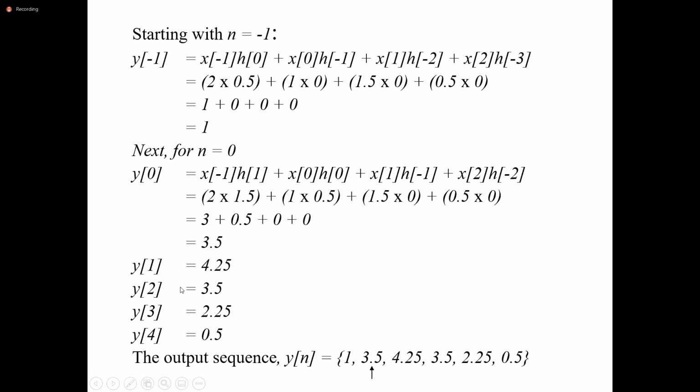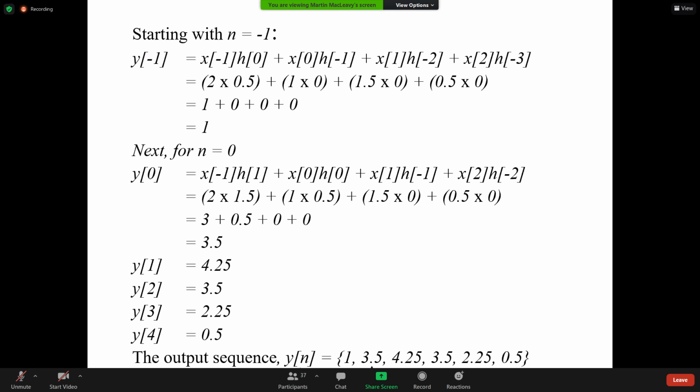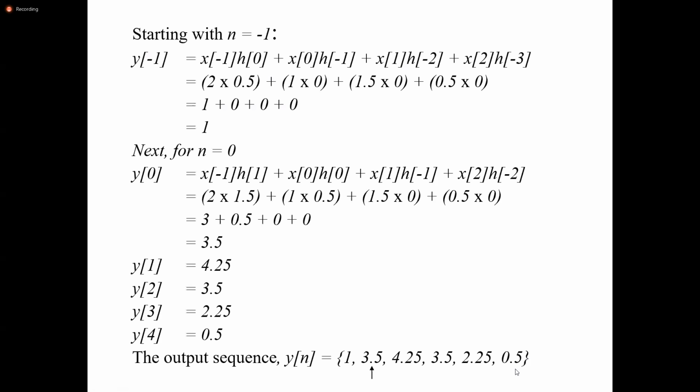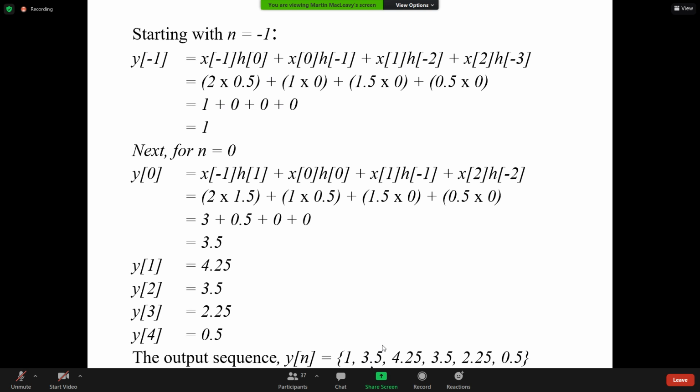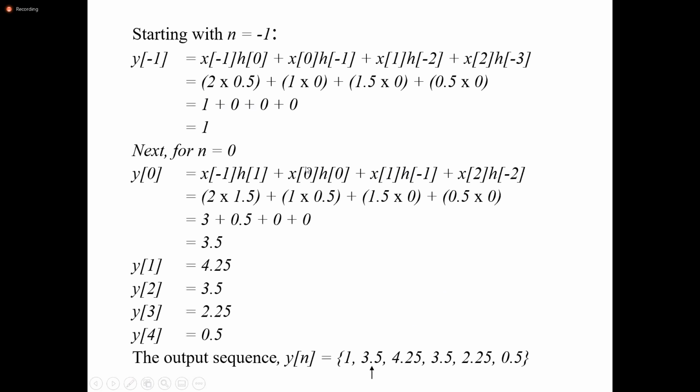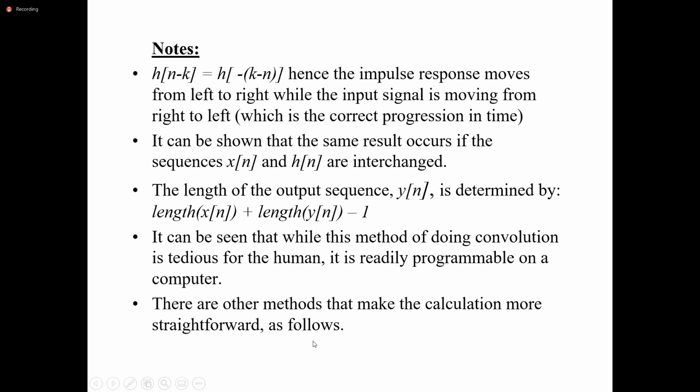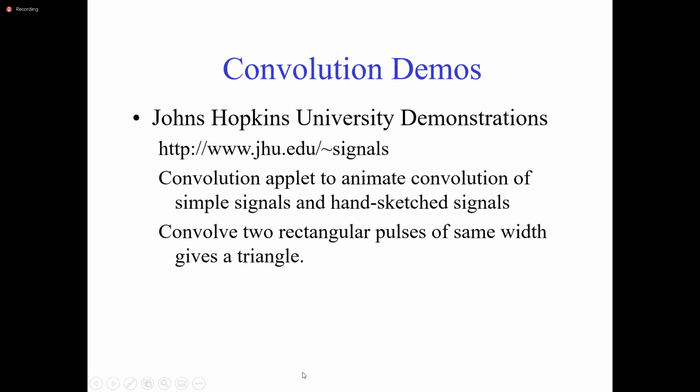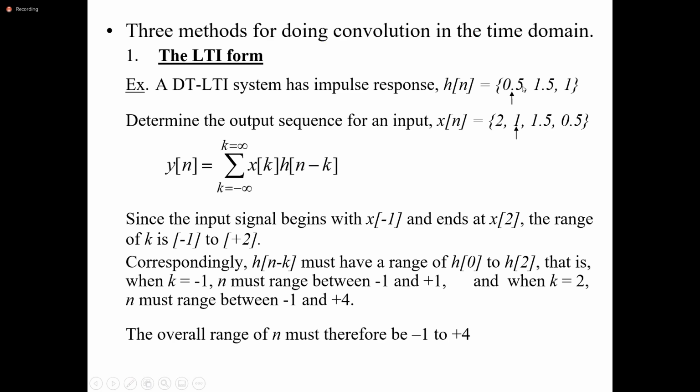So, well, the output sequence then should be 1, 3.5, 4.25, and so on, with your 0th value being this 3.5. Fair enough. I wouldn't try and do it for anything more than these. So, a simple sequence like this and this. Not very nice at all.